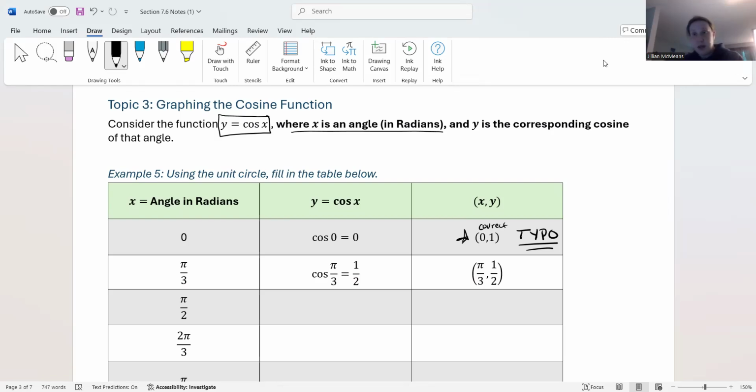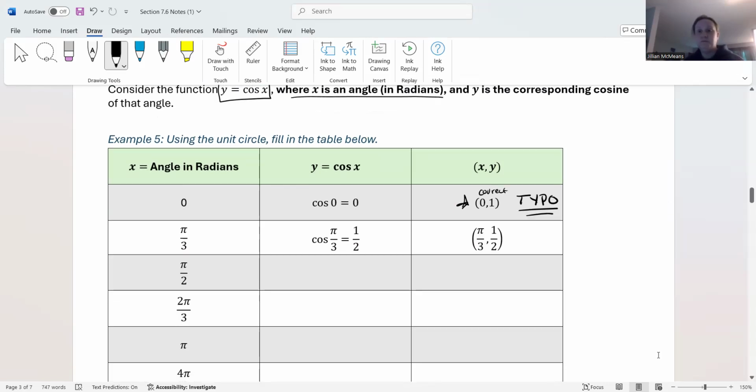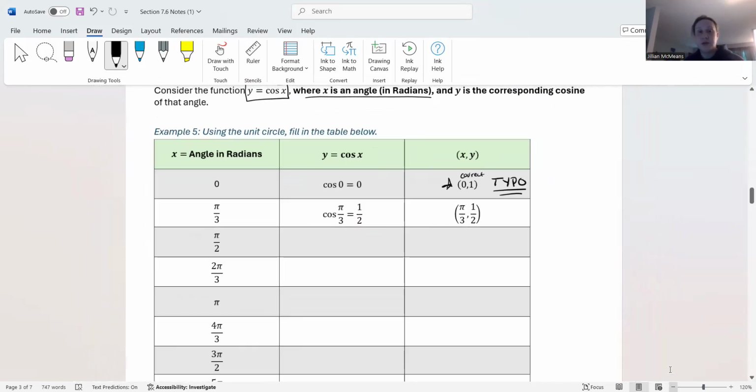The first column is angles in radians. So those are going to be our input values. The second column is where we evaluate our function. And then the third column is the ordered pair that we can use. Okay. So let me shrink this just a smidge.